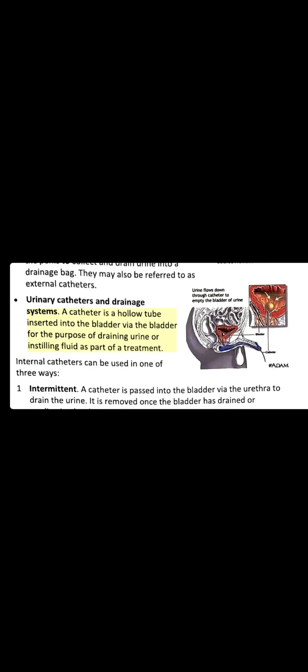Urinary catheters and drainage systems. A catheter is a hollow tube inserted into the bladder via the urethra for the purpose of draining urine or instilling fluid as part of a treatment. Internal catheters can be used in one of three ways to empty the bladder of urine. 1. Intermittent. A catheter is passed into the bladder via the urethra to drain the urine. It is removed once the bladder has drained or medication has been effective.